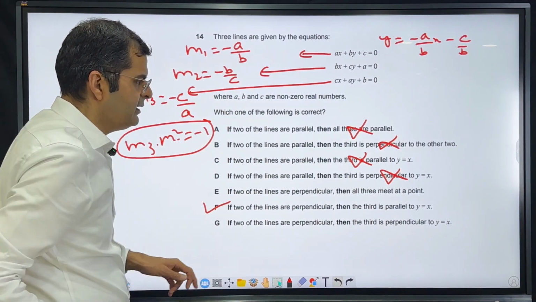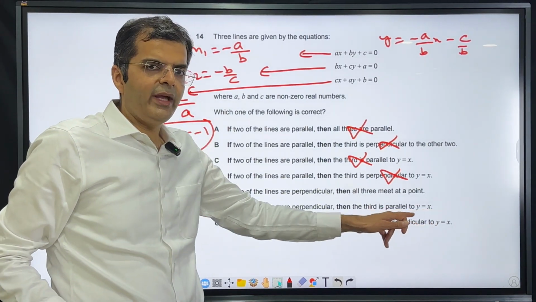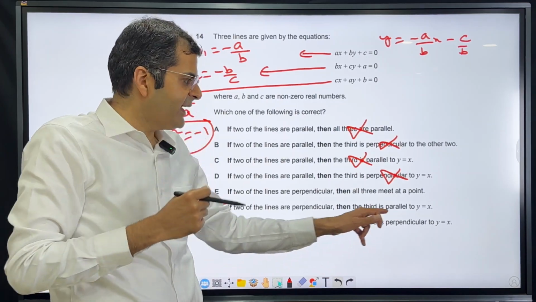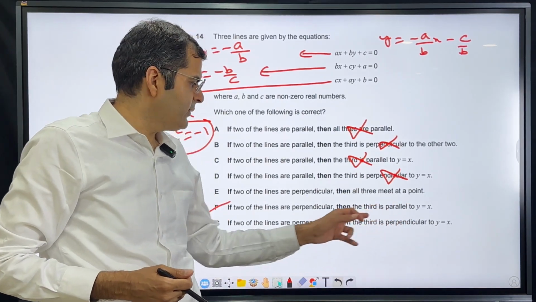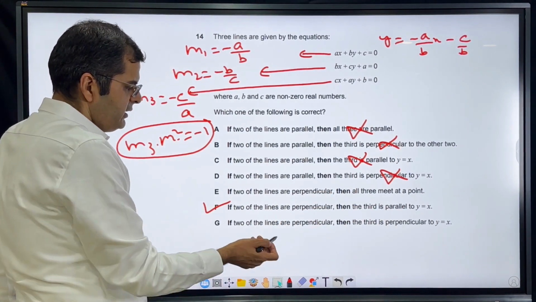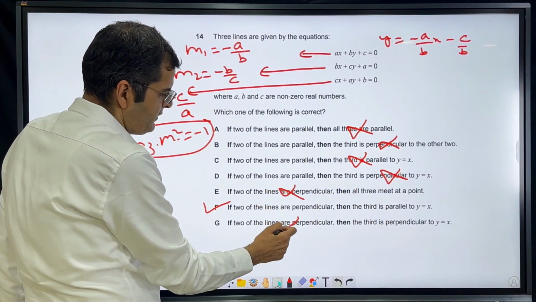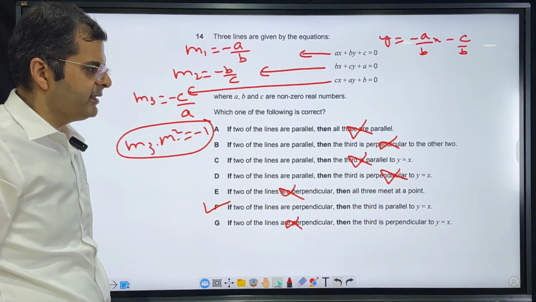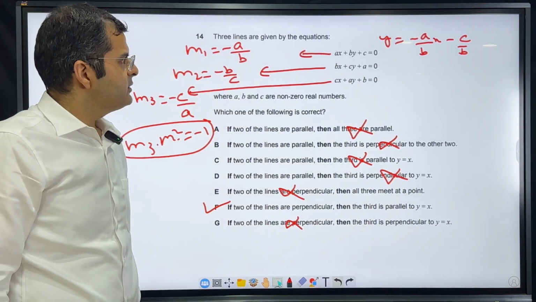This is the right answer, because if it is parallel to y equal to x, that means the slope of this line is 1, which is parallel to y equal to x. So if two of them are perpendicular, then the third is parallel to y equal to x. So F is correct. So that means I need not even check for E and G. They will be incorrect only. Okay, so that's how you solve this.